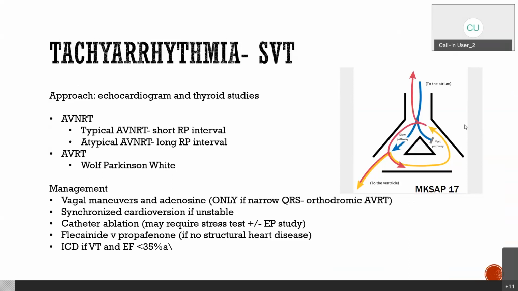And then indications for ICD. So if someone has structural disease or ischemic disease and their EF is less than 35%, despite being on goal-directed medical therapy, those patients end up getting ICDs, or if they're in VT in this case because of the SVT.